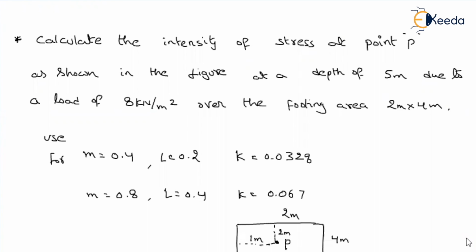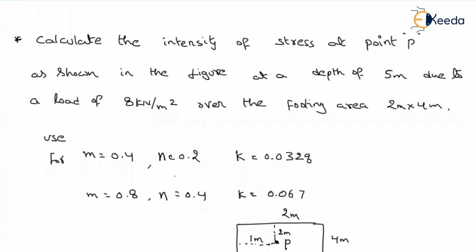I think you can see the rectangular footing having size 2 meter by 4 meter, and point P is located at a distance of 1 meter and 2 meter. So indirectly P is nothing but its center point, right? At a depth of 5 meter due to a load of 8 kilonewton per meter square over the footing area 2 meter by 4 meter. And they have given you some constants, K value depending upon the m value and n value. Here I mistakenly wrote n, but it is because of m value and n value.